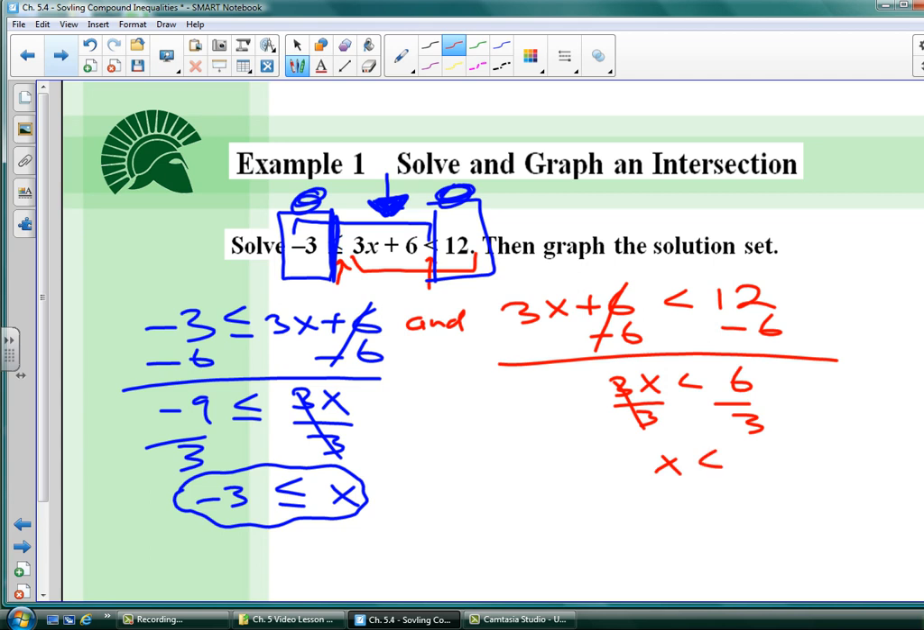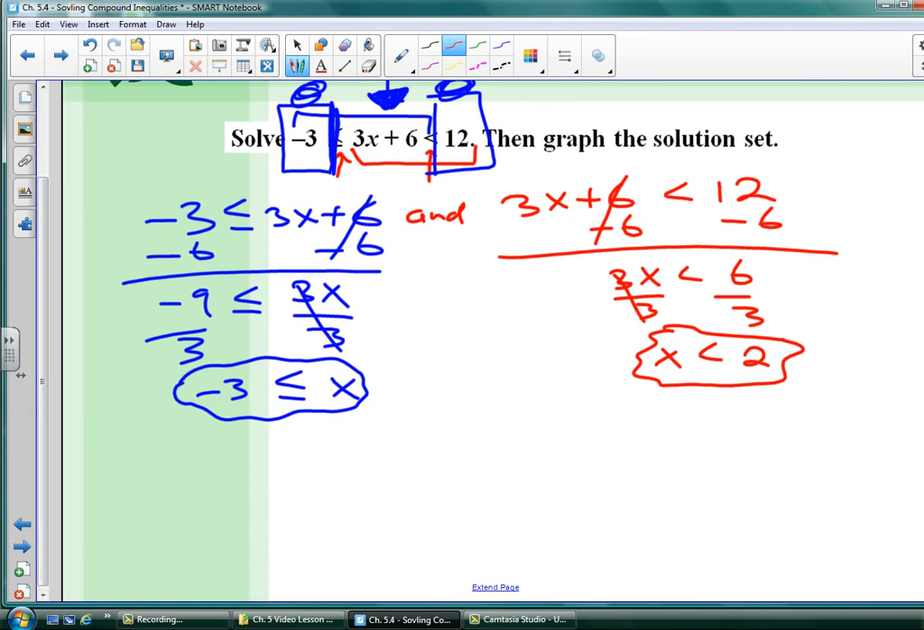So I divide both sides by 3, and now I end up with x is less than 2. This is my other simple statement. Okay? And since we're going to graph this solution set, we're going to look at how to graph it. And that'll actually help us talk about what the solution set looks like when we put it in set builder notation.